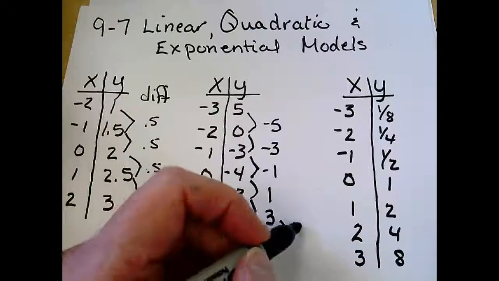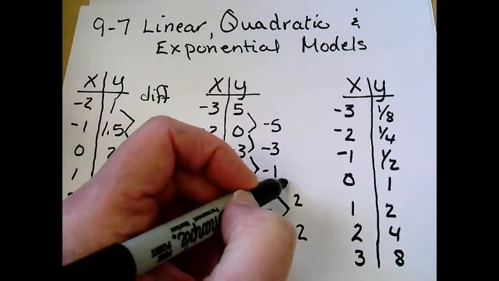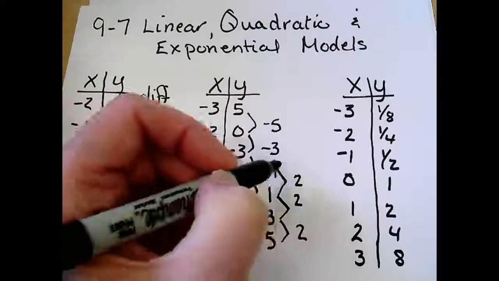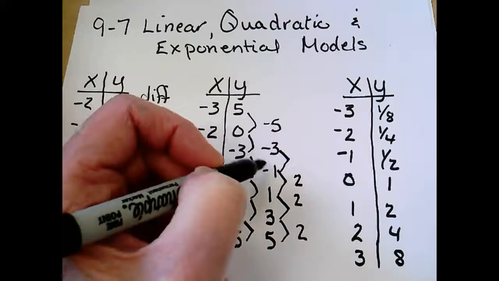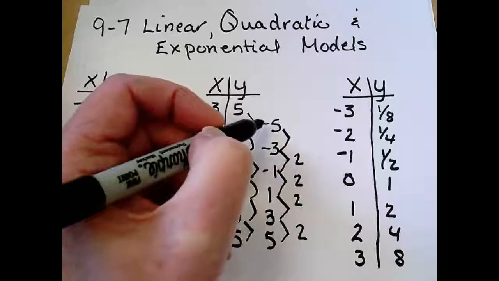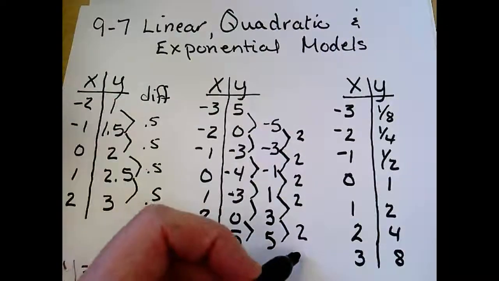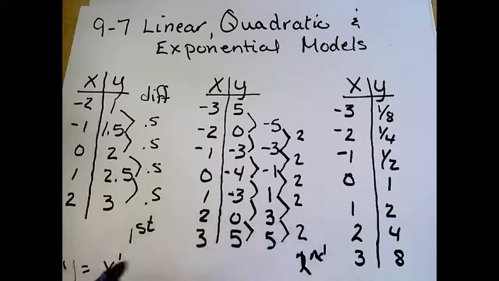5 minus 3 is 2, 3 minus 1 is 2, 1 minus a negative 1 is 1 plus 1, which is 2. Negative 1 minus a negative 3 is negative 1 plus 3, which is 2. Negative 3 minus negative 5 is negative 3 plus 5, which again is 2. So when this happens in my second column, it means I have a y equals x squared equation.